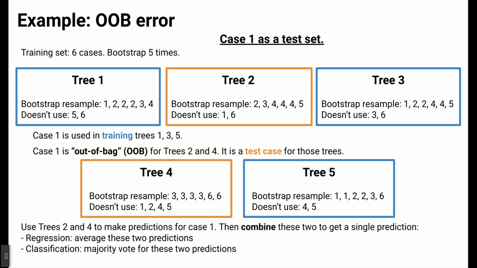We use the bagging procedure to make a bagged prediction for case 1. This involves using trees 2 and 4 to make a prediction for case 1 and aggregating the predictions with either averaging or a majority vote, depending on whether the task is for regression or classification. We now have a fair test out of sample prediction for case 1. We know the true outcome for case 1, so we can compute an accuracy or error measure.